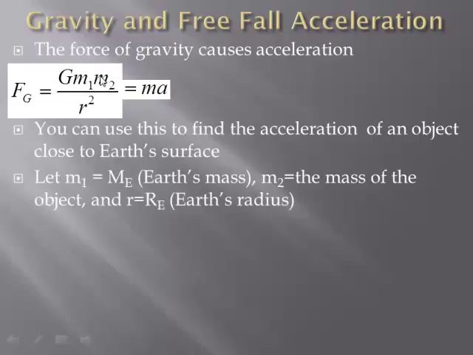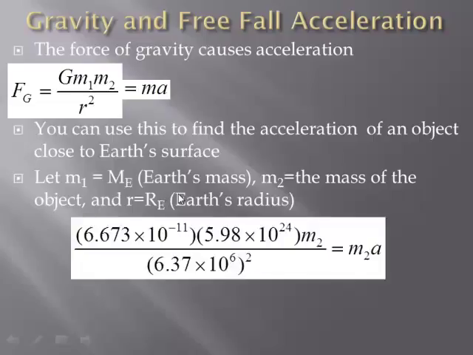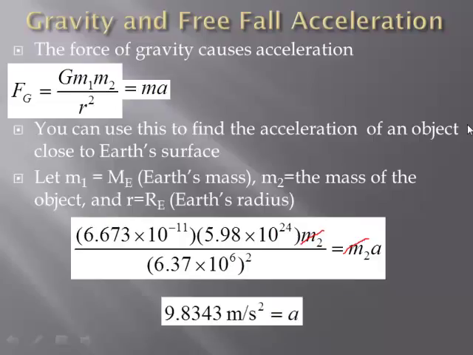So we're going to say that m1 is equal to the Earth's mass, m2 is equal to the mass of the object, and the distance between the two objects is the Earth's radius. That's the distance between Earth's center and the object that is on Earth's surface. So we plug in our numbers, and then these m2's will cancel out, and then you can just solve for a, and you get 9.8343 meters per second squared, which, if you round, is equal to 9.8 meters per second squared.